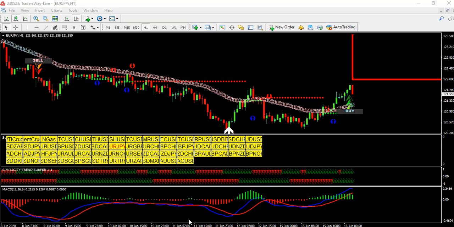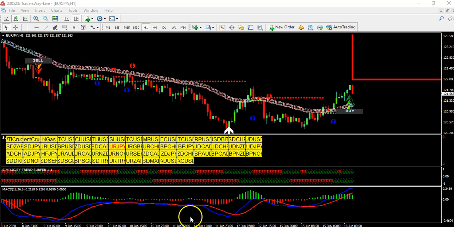So those are the things that you want to be aware of when you're using the new system. Now, if you want to use it for long term, absolutely great, no problem. But if you want to use it with our trading plan in mind, then there are some things that you're going to have to be aware of.